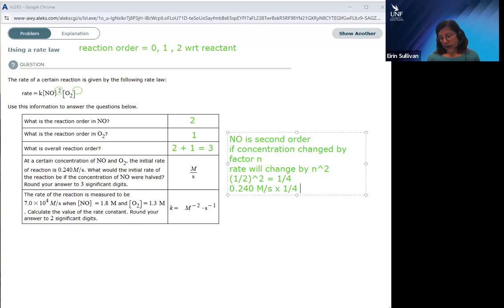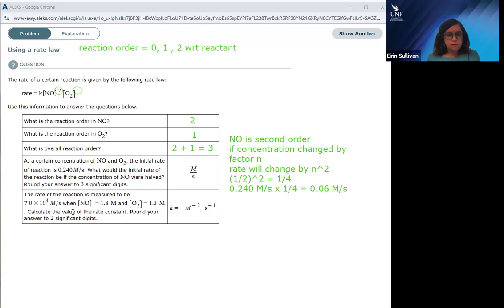So a quarter of that would be, bum, bum, bum. I could probably do it in my head, not on camera. That's not fair. So that would be 0.06. 0.06 molarity per second.